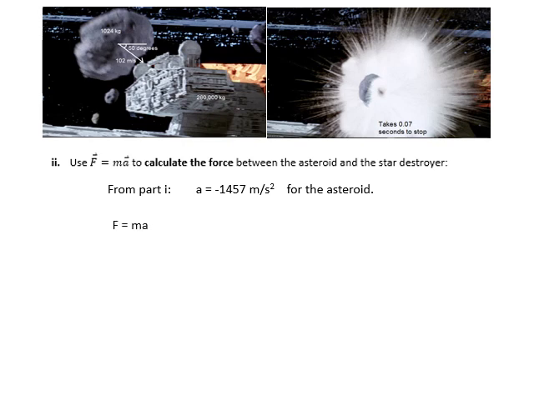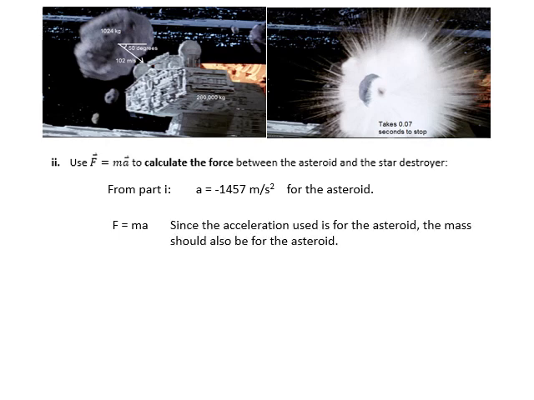I put the negative in there anyway, just because that's what the math made it look like it should be, but it doesn't really mean anything. So we need to use Newton's second law, F equals ma. Since the acceleration we're using is that of the asteroid, we also want to use the mass of the asteroid, keep it consistent. We can't take the asteroid's acceleration and then plug in the mass of the ship. Those are two different objects.